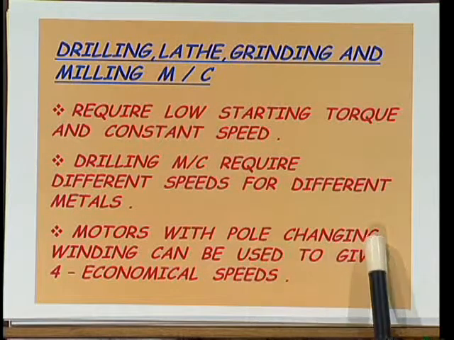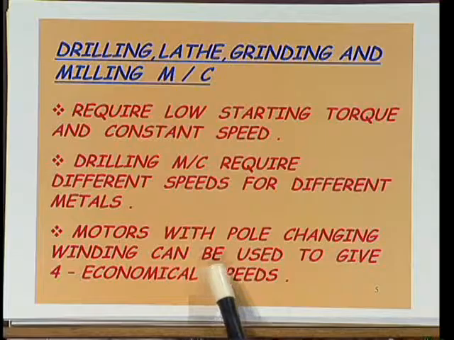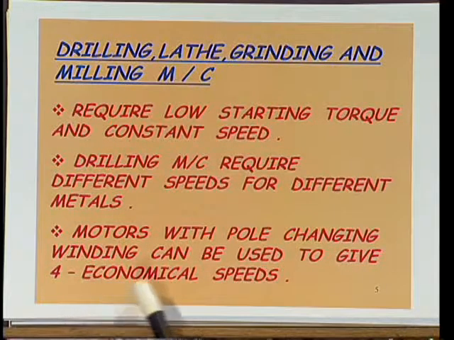Motors with pole changing winding can be used to give 4 economical speeds. So in the case of an AC motor like a 3-phase induction motor, the pole changing method can be employed for getting different speeds. Normally we get 4 economical speeds in the case of an induction motor by the pole changing method, which is more suitable for grinding and milling machines.